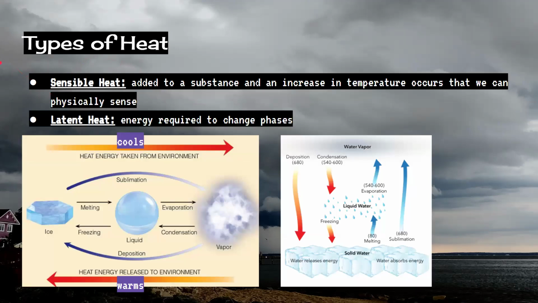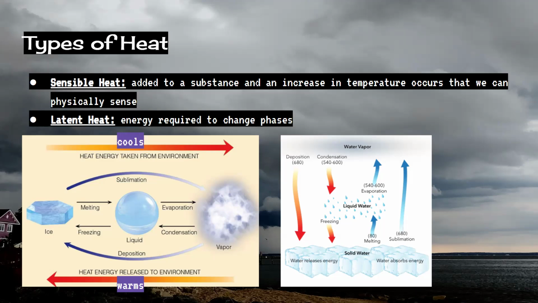Let's talk about the types of heat. So remember, we talked about specific heat, and I told you that wasn't a type of heat, it was an amount. These two are types of heat. Sensible heat, as the name suggests, is heat that we can sense. It's what we consider heat, you know? It's added to a substance and it can increase temperature that we can physically sense.